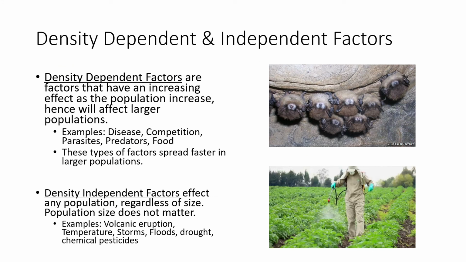And depending on what kind of organism you are, you may be affected by density dependent or density independent factors. Obviously, they're all affected by both of them, but depending on your life strategy, you will be affected by one more than the other. So, for example, you have density dependent factors. Basically, as population increases, it will affect larger numbers of the population. So examples are disease, competition, parasites, predators, food availability, right? All of these limiting factors are density dependent. It matters how many individuals are in that space.